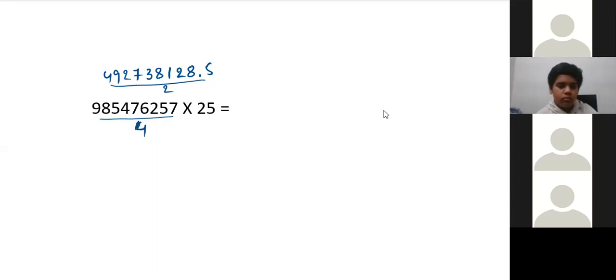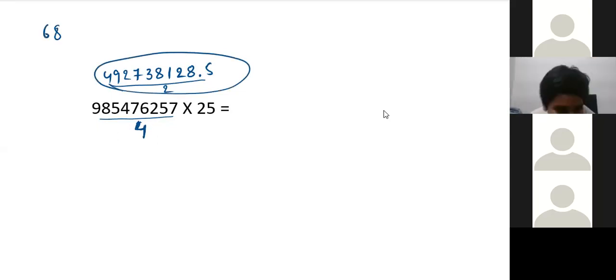I think it is better to divide by 4 directly instead of doing this, because if it is a small number like 68, dividing by 2 twice is okay, but this is a bigger number. That is why dividing by 4 is better.